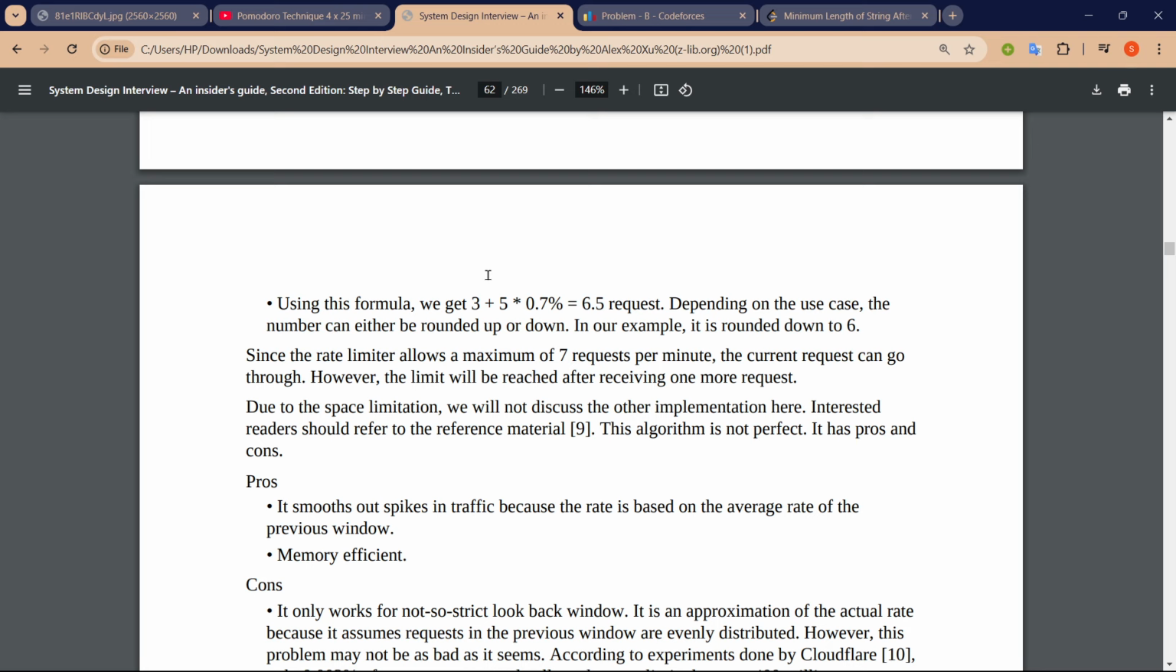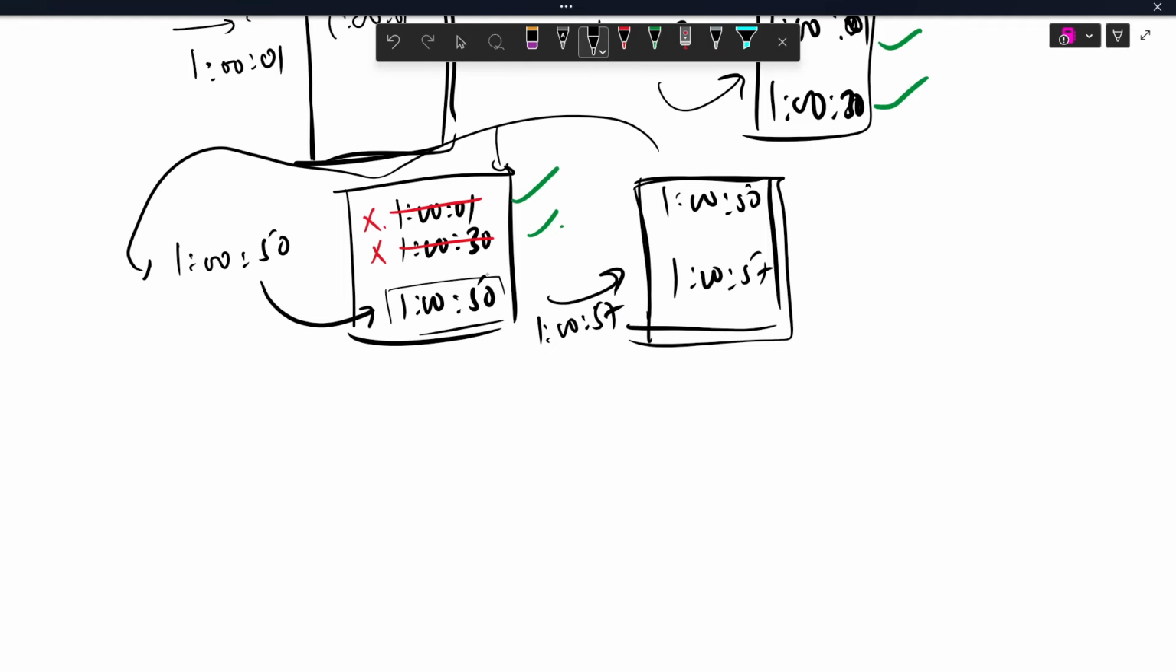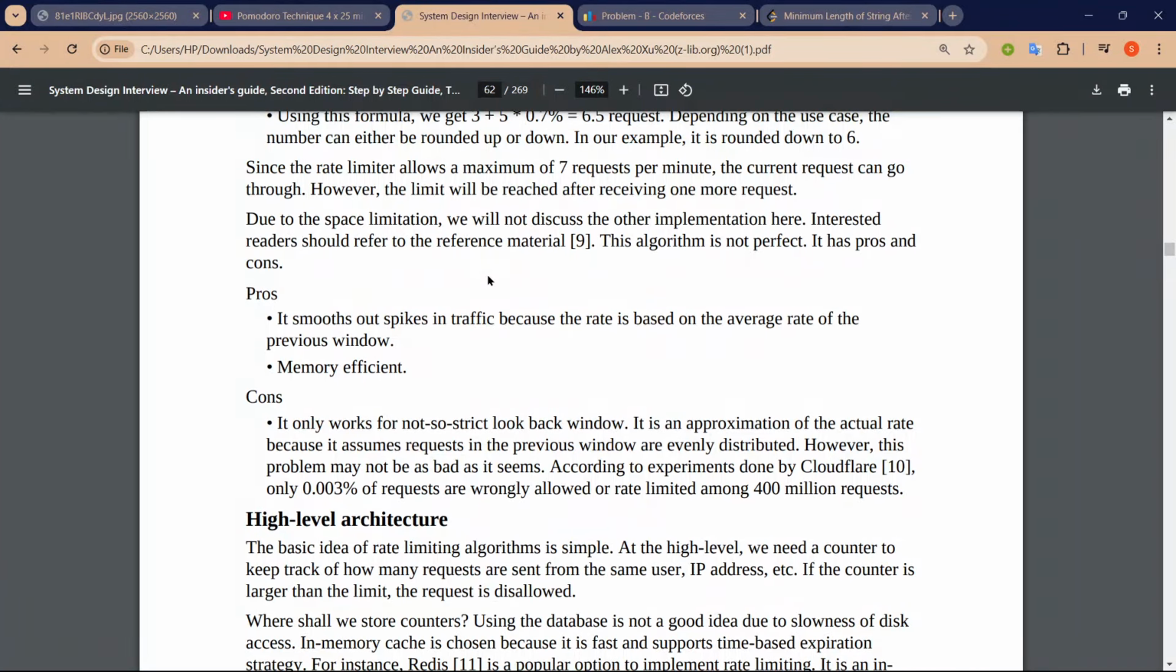Since the rate limit allows it, the current request can go through, however, the limit will be reached after one more request. Due to space limitation, it is memory efficient and it smooths out spikes in traffic. This line I have read so many times. Smooths out spikes in traffic. Like, bro, I know, bro.